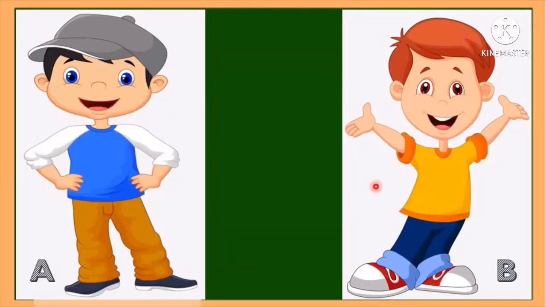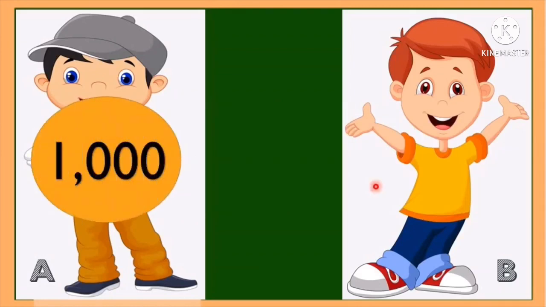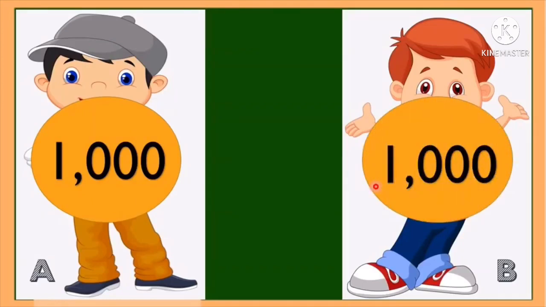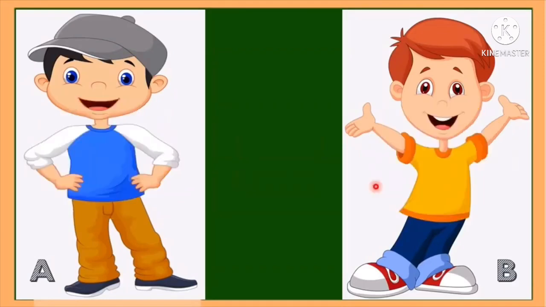Wow. How about this? 2 numbers. 1,000 for boy A and 1,000 for boy B. Again, let us compare these two numbers. Are they the same? Yes, if they're the same, then what symbol will we use? The symbol for equal. Good job. Now, let us read this sentence, or let's read this equation. This one is 1,000 is equal to 1,000. Alright? Easy.